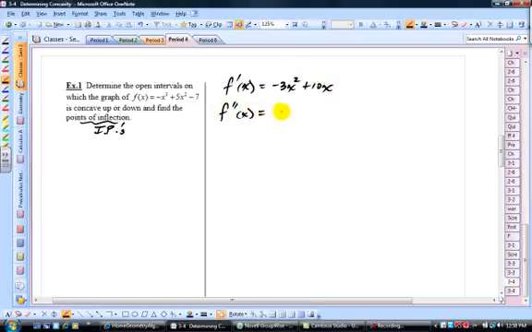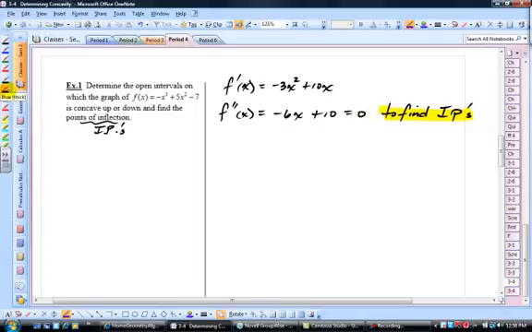So I'm going to differentiate again. I get negative 6x plus 10. I'm going to set this equal to 0 to find the inflection points. Okay? Always the second derivative. Okay, we use it to test concavity, and we also use it for inflection points, as you're going to see.